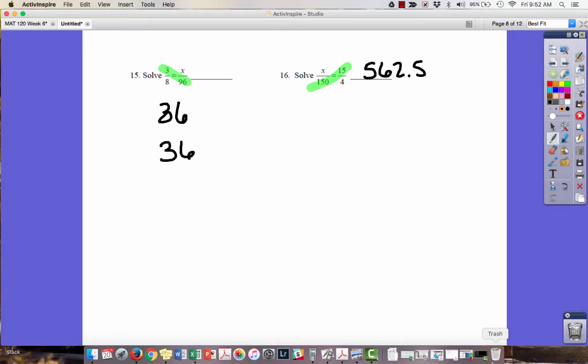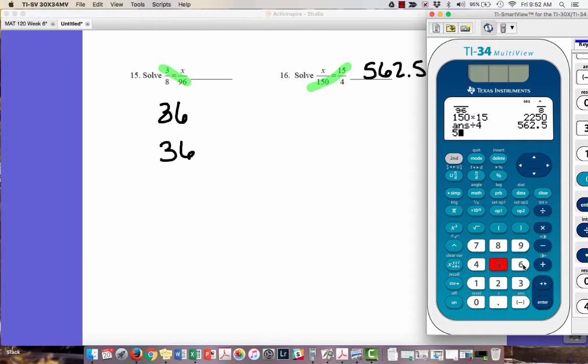And I can check it by saying, okay, if I want to see if that's right, I can say 562.5 over 150. And I get 3.75. Now, that's not 15 over 4, because 15 over 4 is not a proper fraction either. If I say 15 divided by 4, or 15 over 4, I get 3 3/4. Well, that's the same thing, 3.75 and 3.75.